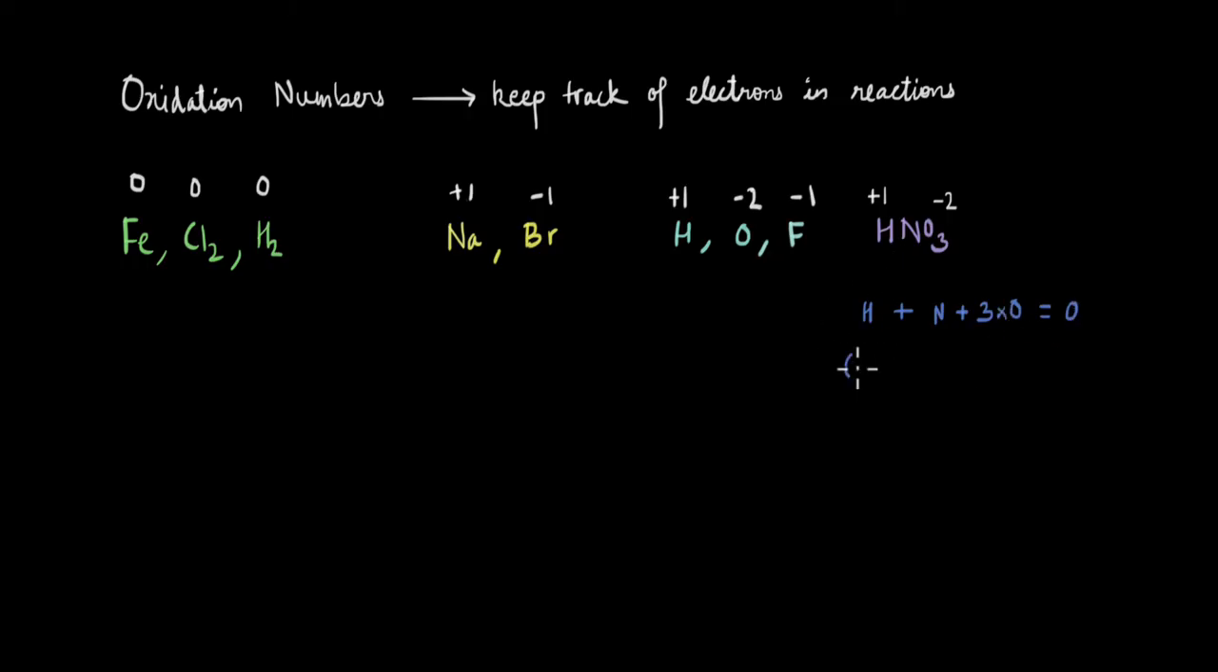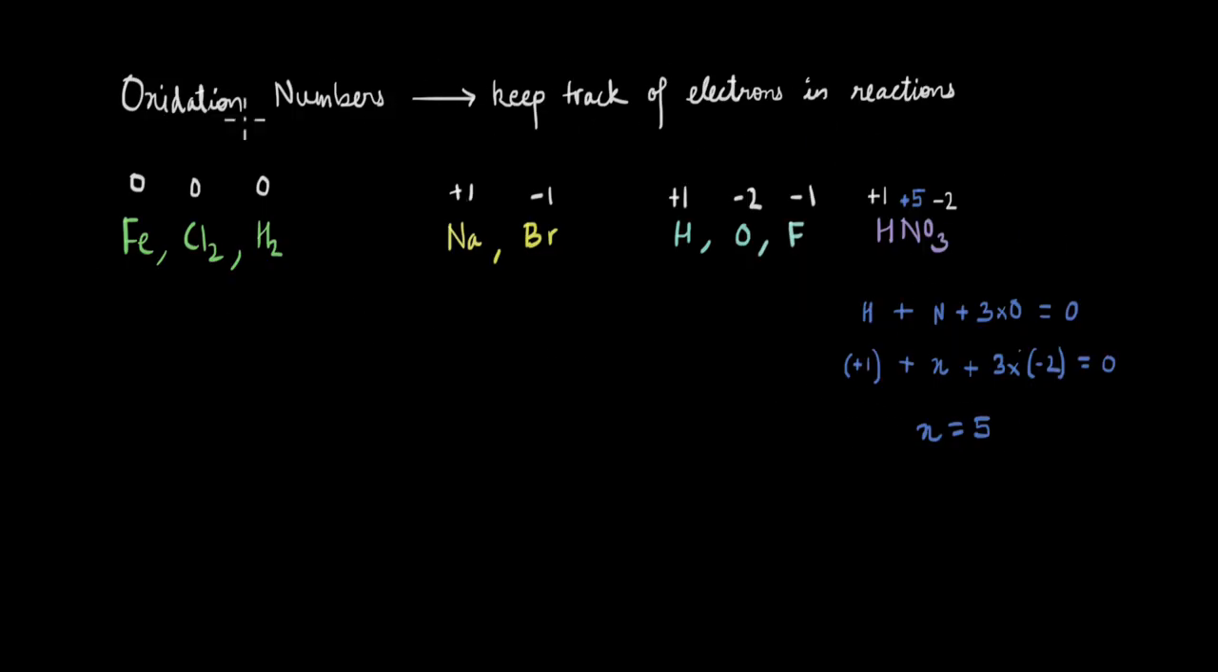We know that for hydrogen, the oxidation number is +1. Let's say the oxidation number of nitrogen is X. And we know that for oxygen, the oxidation number is -2. And this sum will be equal to 0. So if we solve for X here, we get X to be 5. In that way, we can calculate that the oxidation number of nitrogen in this case will be 5. So these were some of the rules and some context for oxidation numbers.